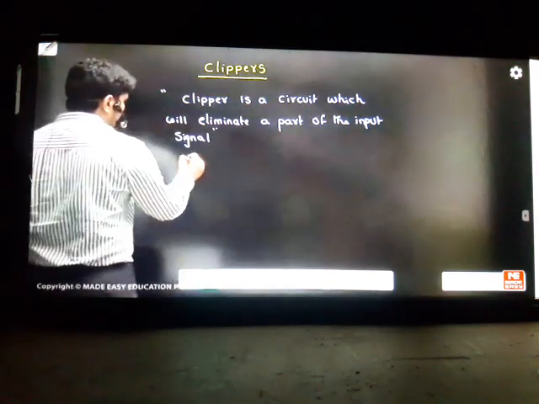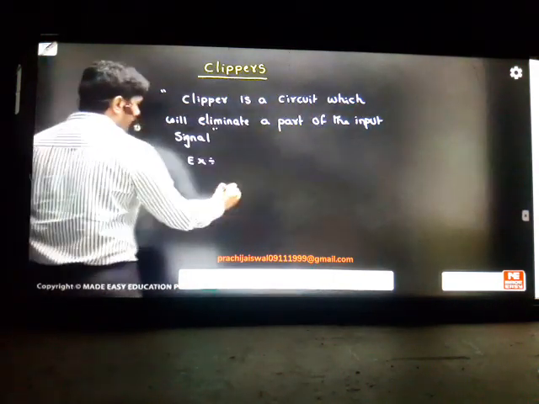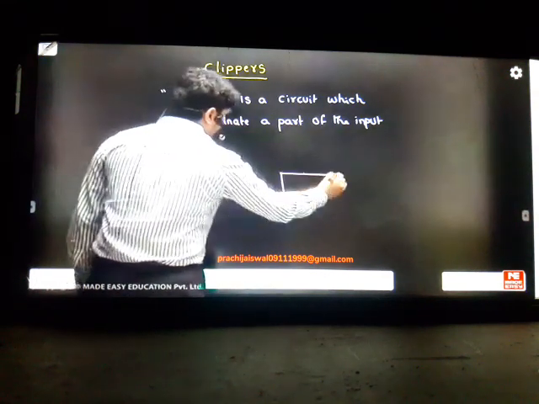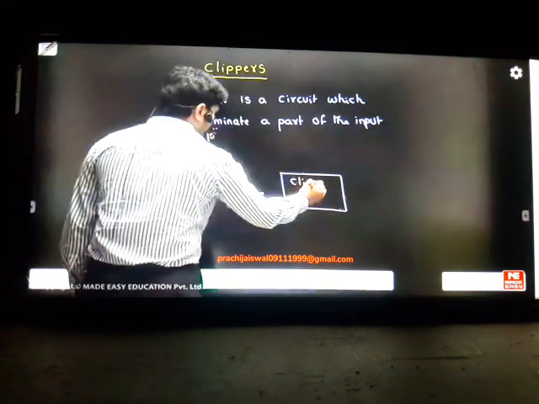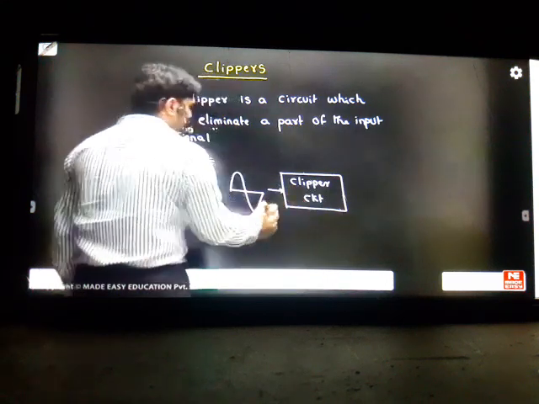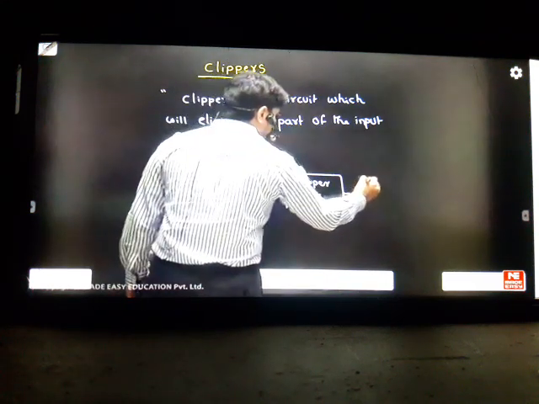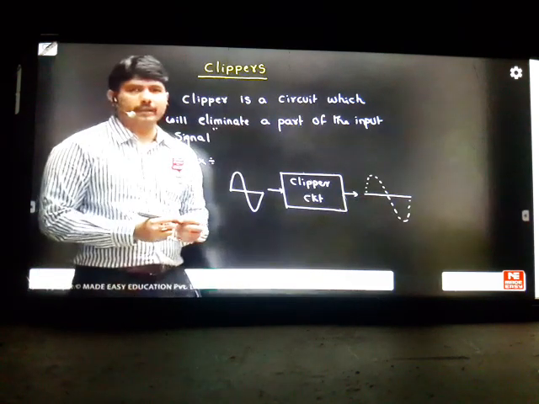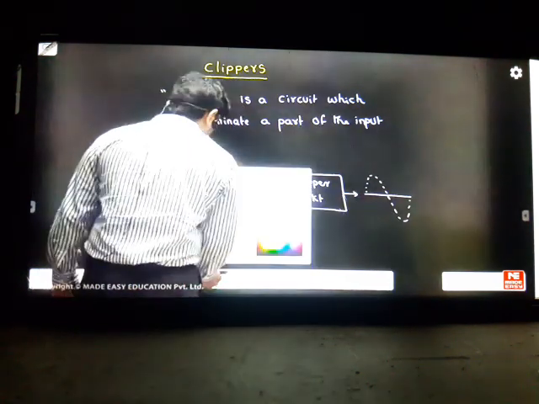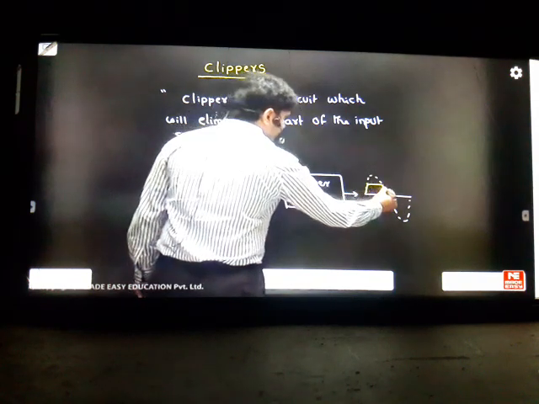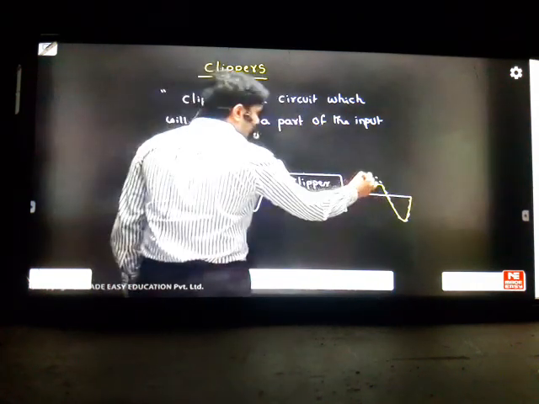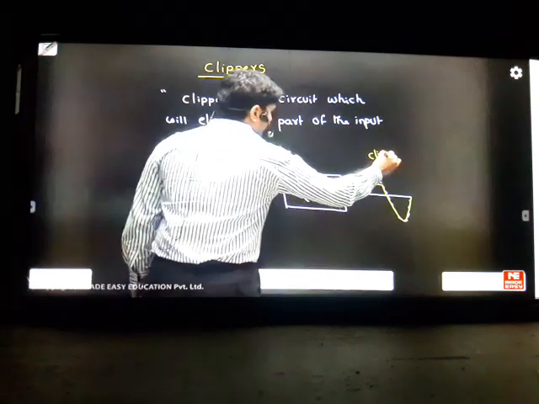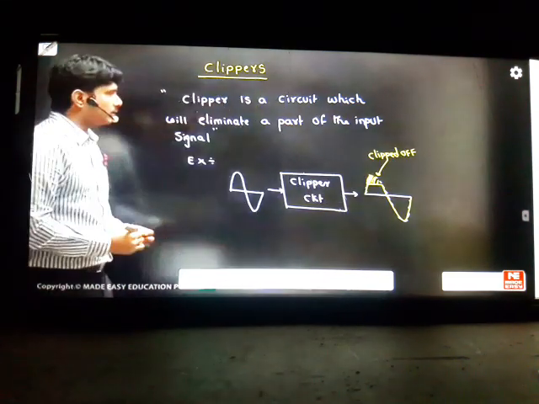For understanding purposes, for example, if I give a sinusoidal signal like this to a clipper circuit, this is your clipper circuit, what response are we expecting? Maybe you may get something like this. This is your signal output. But we are not expecting the total input as the output. Some part of the signal will be eliminated. For example, I can send this signal up to here, and the remaining part you see here is getting clipped off. Clipped off means it is eliminated from the output. So this knowledge we call clipping circuits.